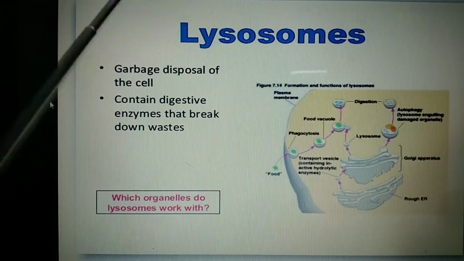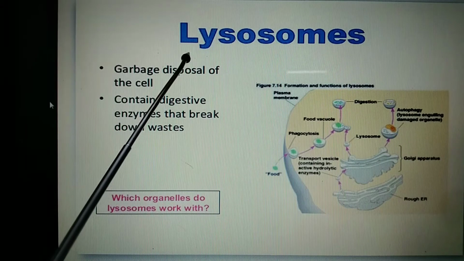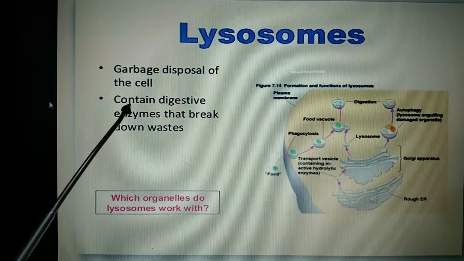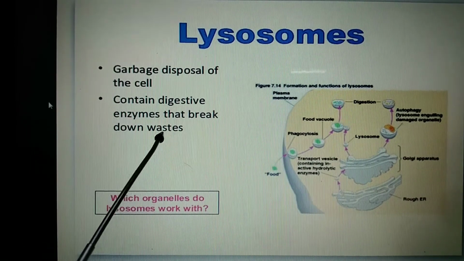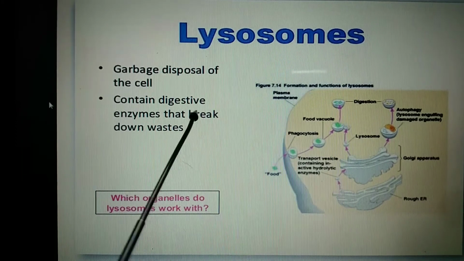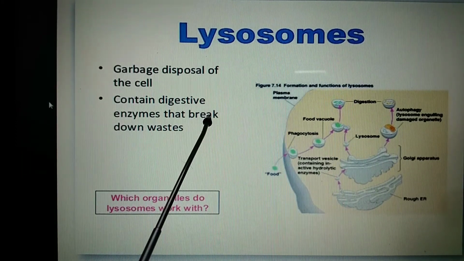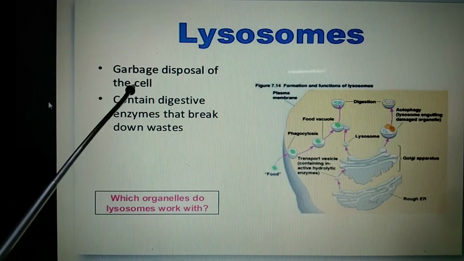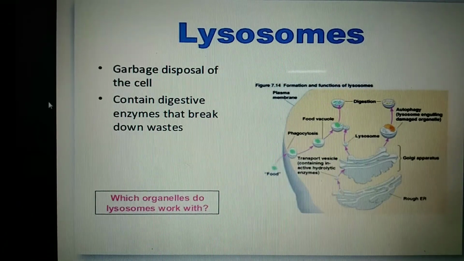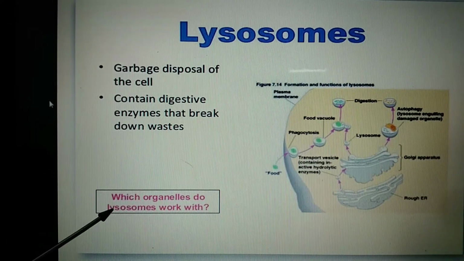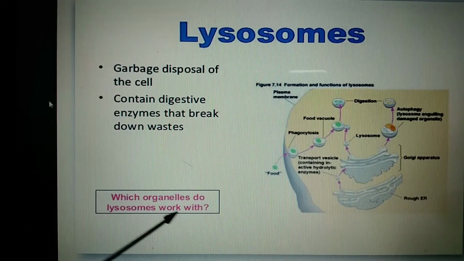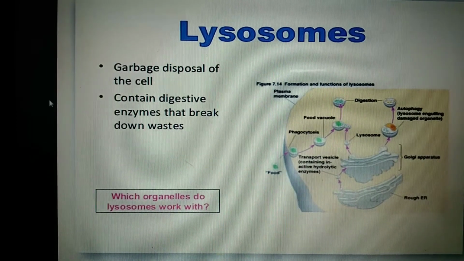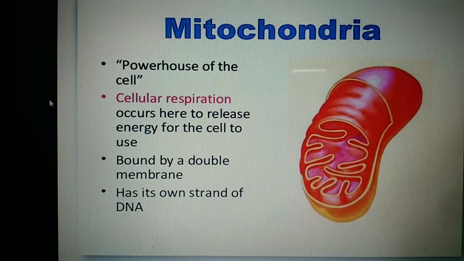Now, the next organelle is lysosomes. It is also called the garbage disposal of the cell, which contains digestive enzymes to break down the waste that is present within the cell. It is also known as the suicidal bag, which helps in the disposal of the waste present in the cell. Now a question comes: which organelle do lysosomes work with? Lysosomes work along with the organelle called the Golgi apparatus.